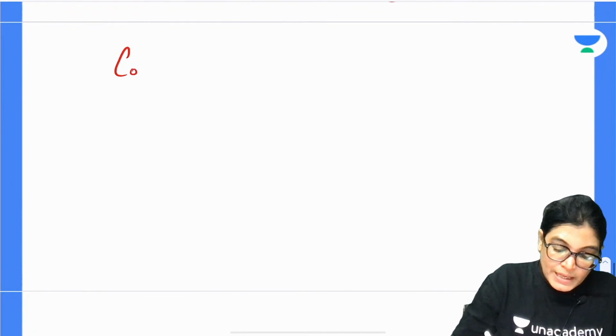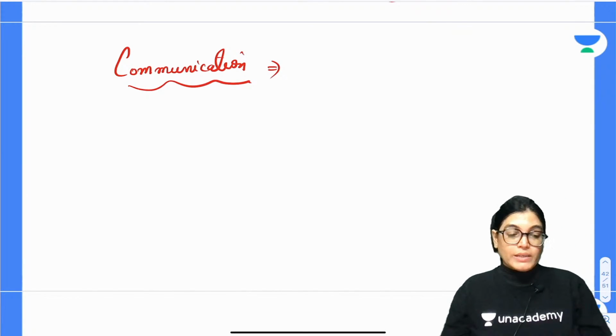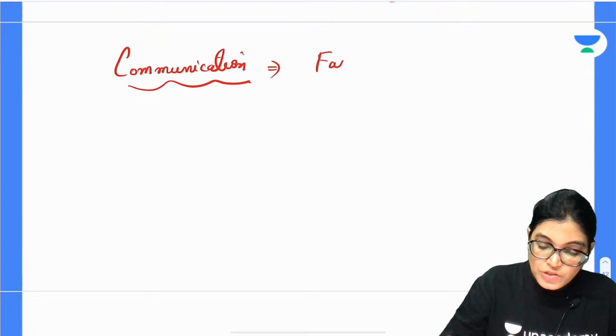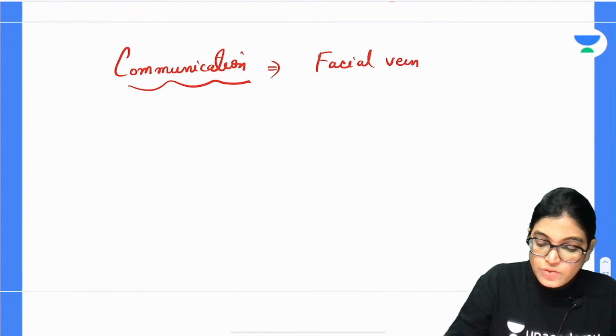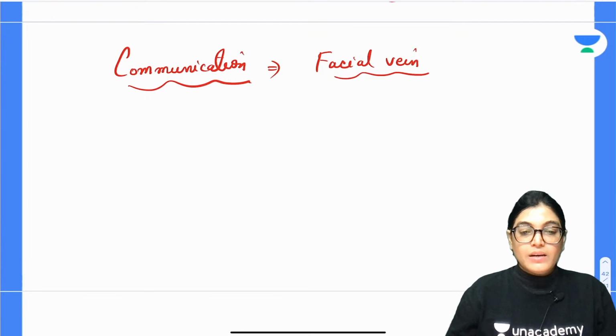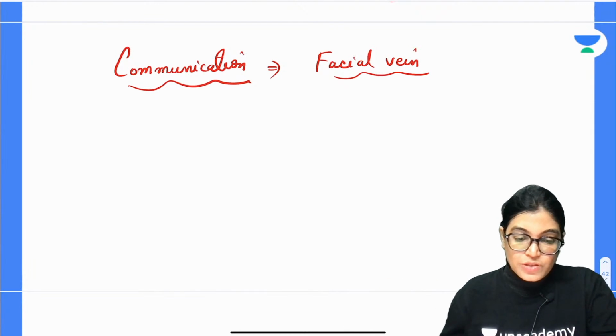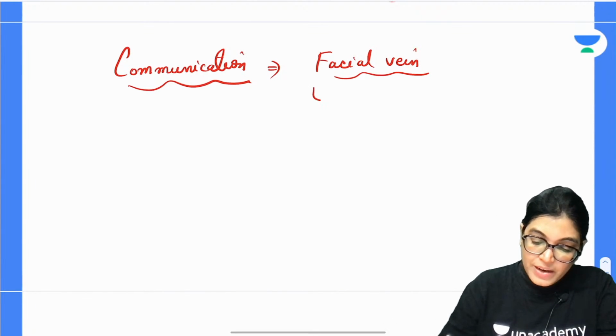Now, important communications. Many important communications of the cavernous sinus are there. I want to highlight one of the more important communications, which is the facial vein. We know that the facial vein forms a route of infection. Facial vein will drain the infection by two routes.